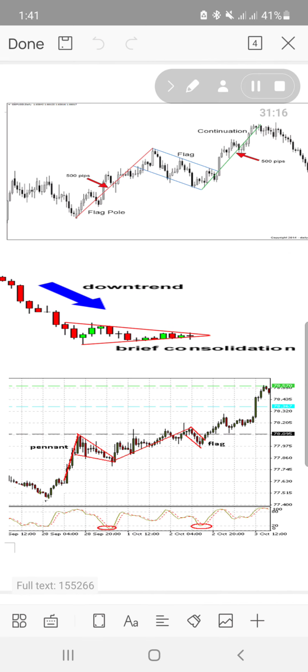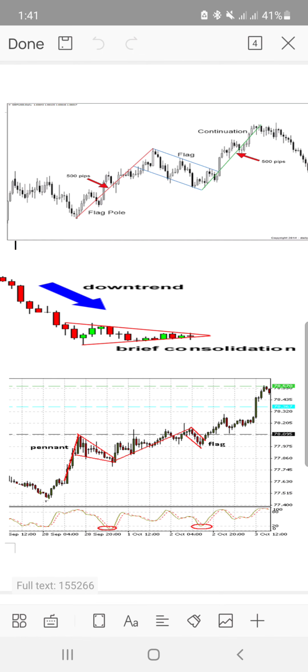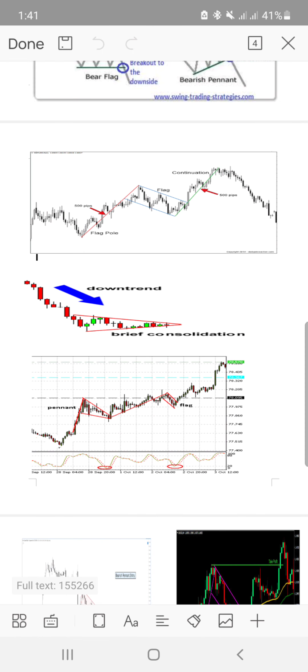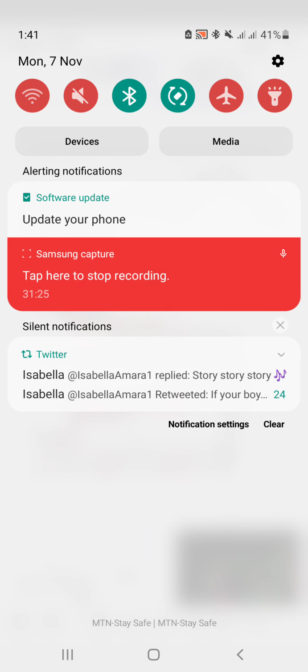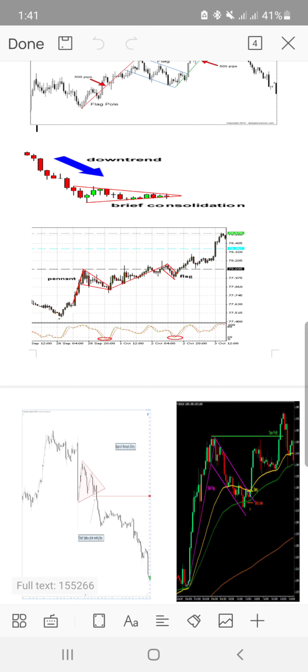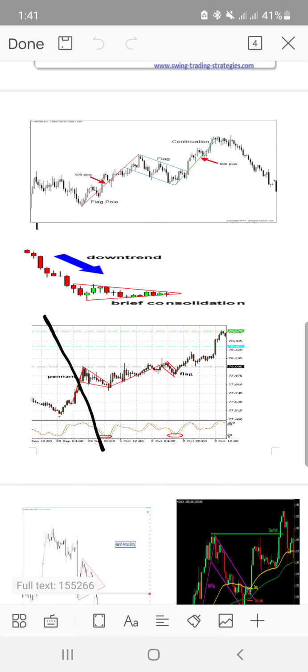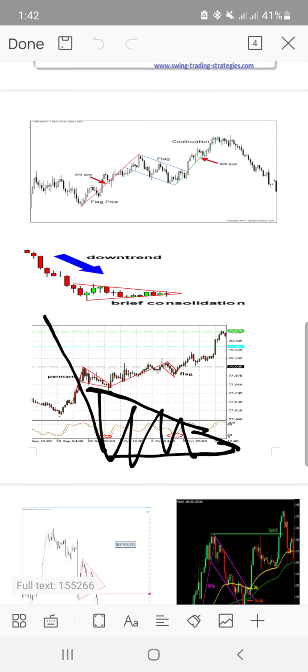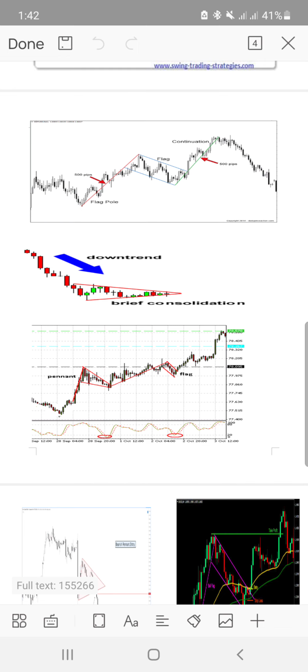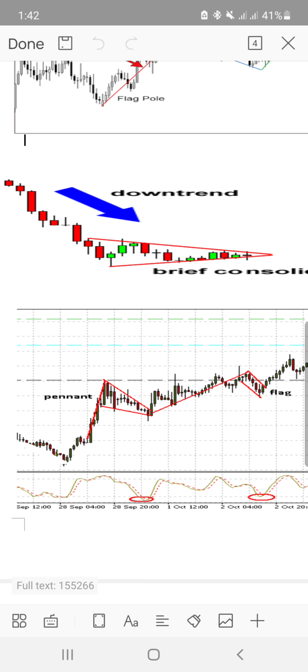Now what about pennants? For pennants, price goes down, then it looks like this. It ranges before it continues to go down. So just like that. Look at this example again. Price goes up, then it ranges into this narrow range and breaks out for a pennant.